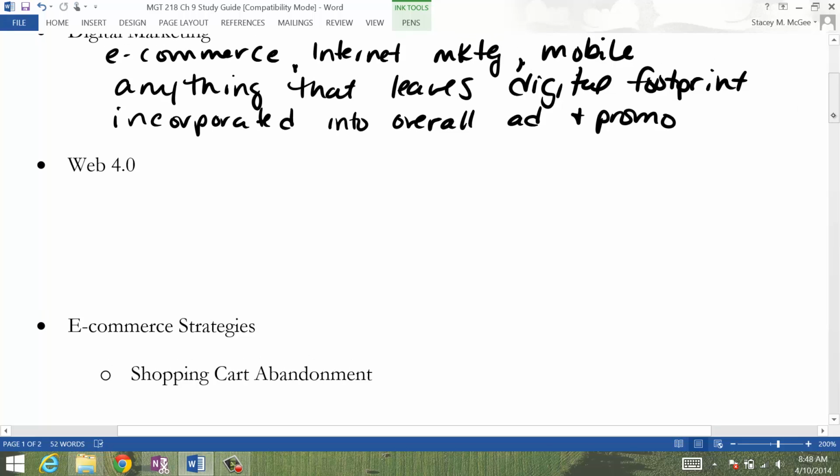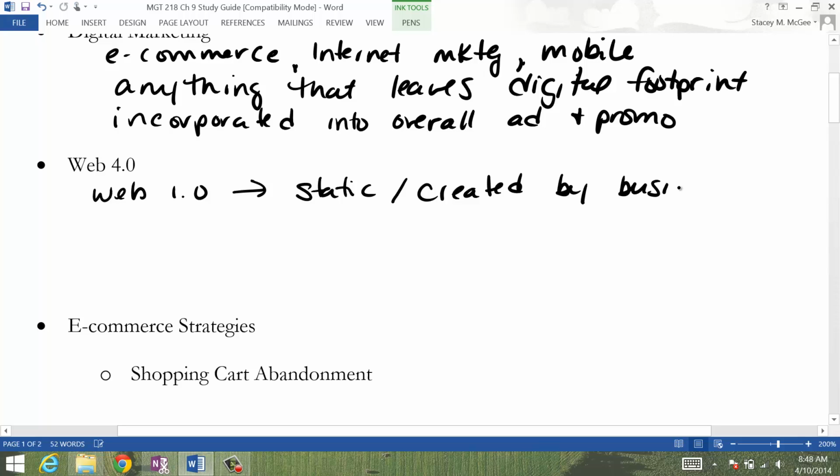So there's a figure in your book, 9.2, I think, that shows you the evolution of web stuff. And so Web 1.0, when it first started, all the websites were very static, and they were created by the business, and so they were very business centric. It was one-way communication. This is what the business wants you to know, and that's it.